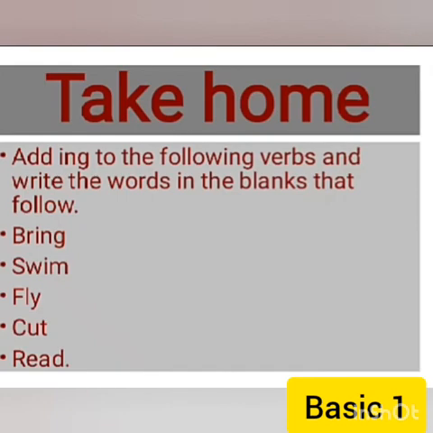Now, let's take this one home. Add ing to the following verbs and write the words in the blanks that follow. In this slide, there is not actually a blank, but make it a tabular form where you write the word, and then you write the ing form of the word to make it the present continuous tense.